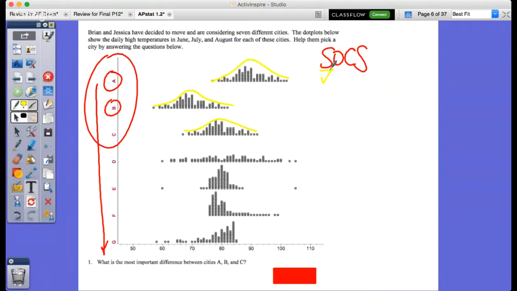The second question we have is, are there any outliers? Well, as you look down on E, you'll notice that we actually have outliers here and here. But as we look at A, B, and C, there are no outliers that are away like this from the data. So we would say that outliers, there are no outliers there.